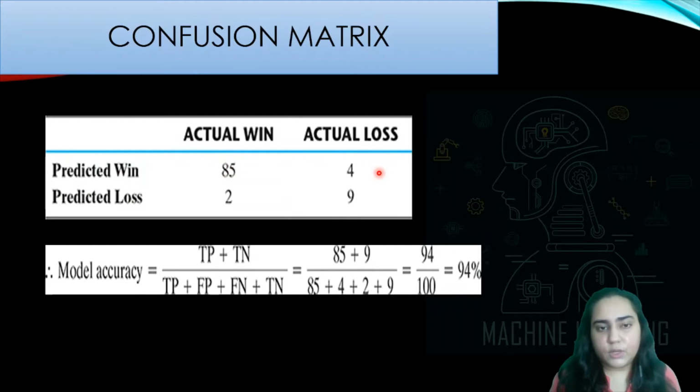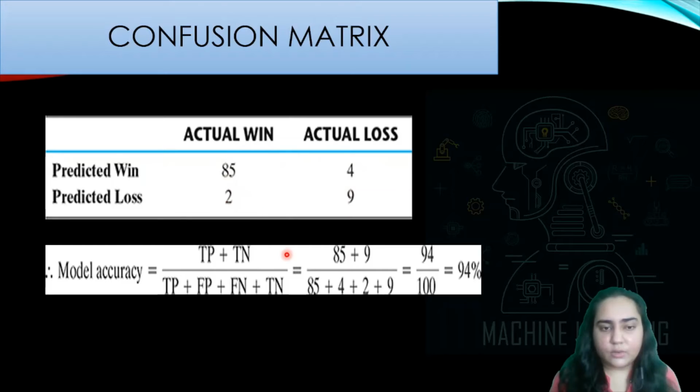Predicted win and actual loss. Here we are talking about false positives. So this is 4 false positives. Predicted loss and actual win. This is false negative, which is 2. And this is true negative, which is 9. So we have all these values.